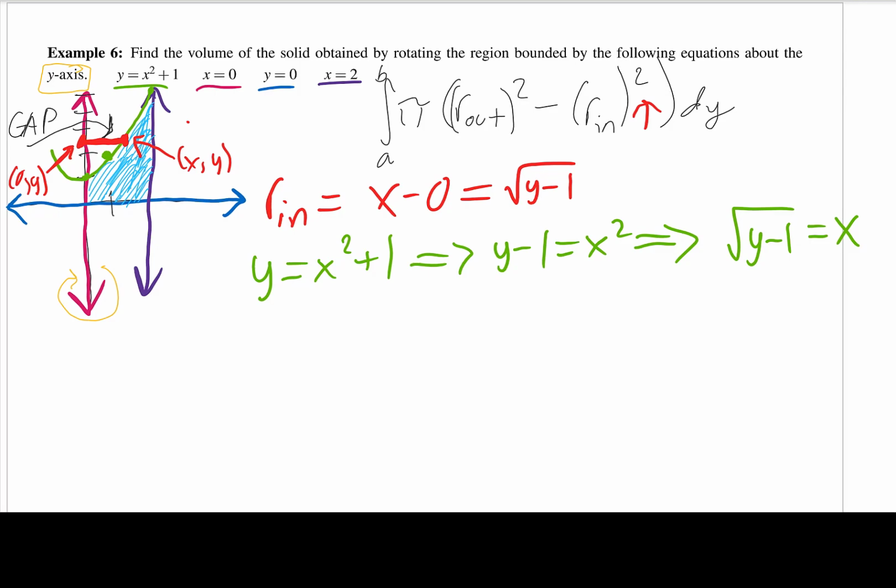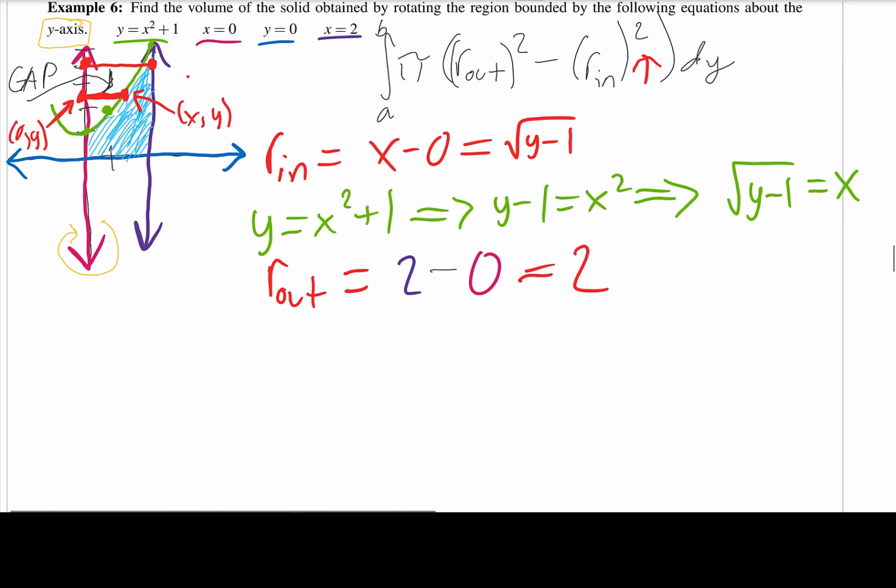Now let's calculate r out. So r out could be given by something that looks like this to this. Notice the difference between the plum line and the purple line is the same thing the entire time. This is going to be 2 minus 0, which will give us 2.